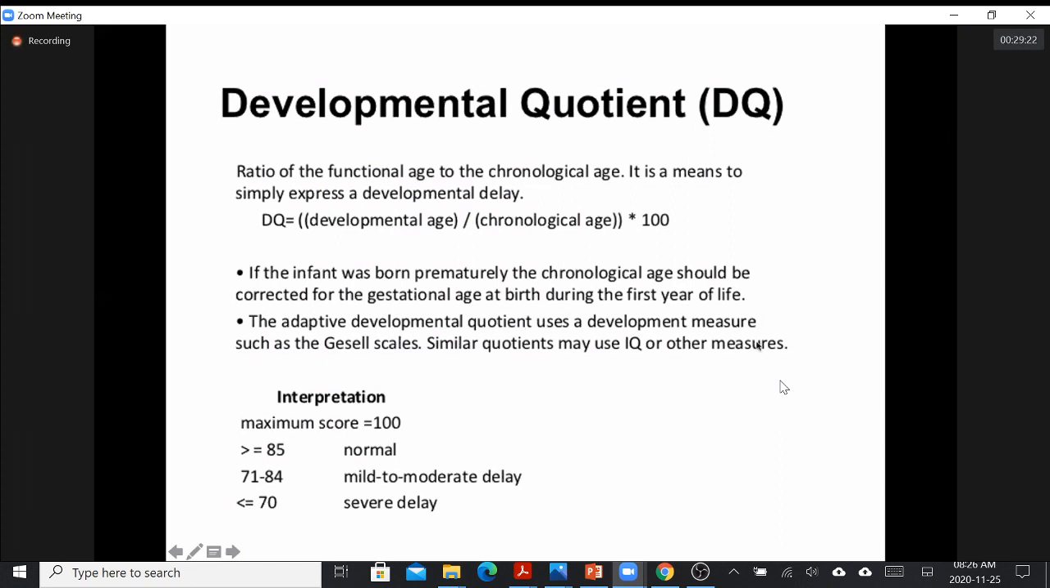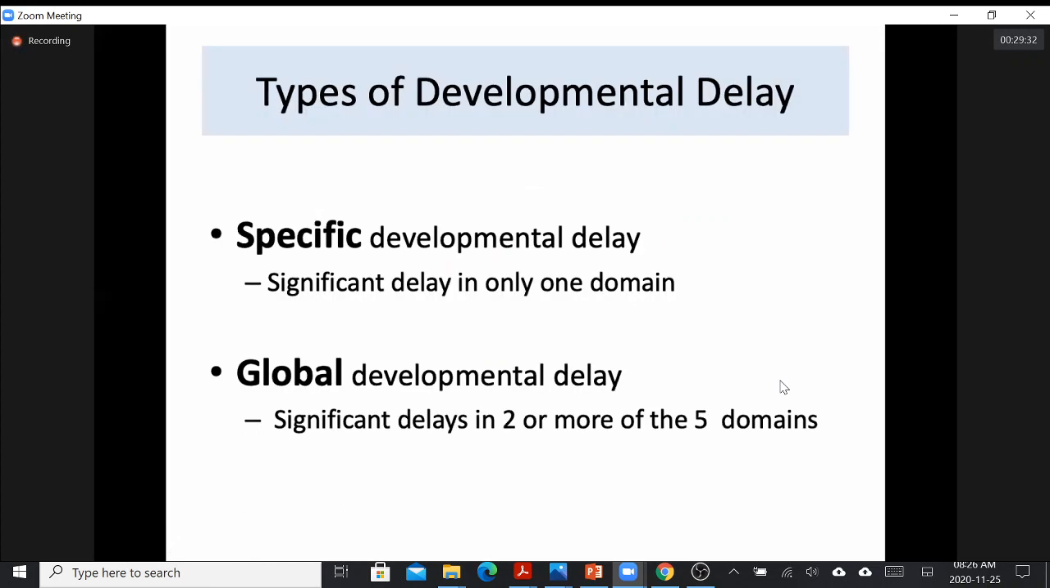Score is 25%. It is less than 70, so it's severe delay. Very good. So that's how you interpret. And sorry, this is only for gross motor. Good. So now we are moving on to types of developmental delay.